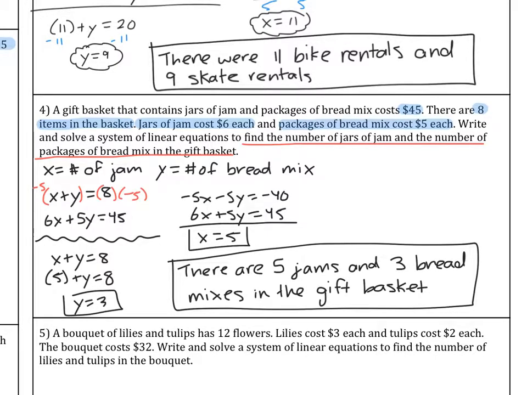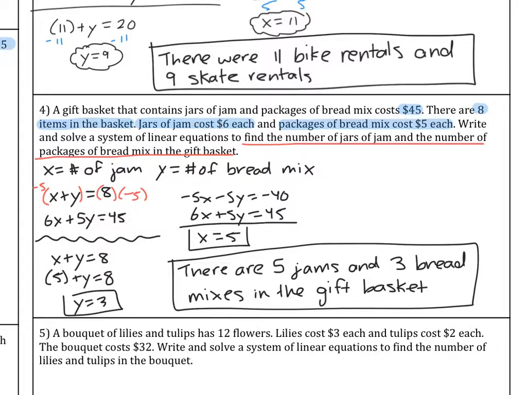Okay, let's have a look. So since they asked you to find the number of jars of jam, I said x equals the number of jams. And the number of packages of bread, I said y equals the number of bread mixes. So remember, use the question to help you define your variables. So I used this first piece of information that there are 8 items in the basket, and I said x plus y equals 8, because the number of jams plus the number of bread mixes should equal 8.